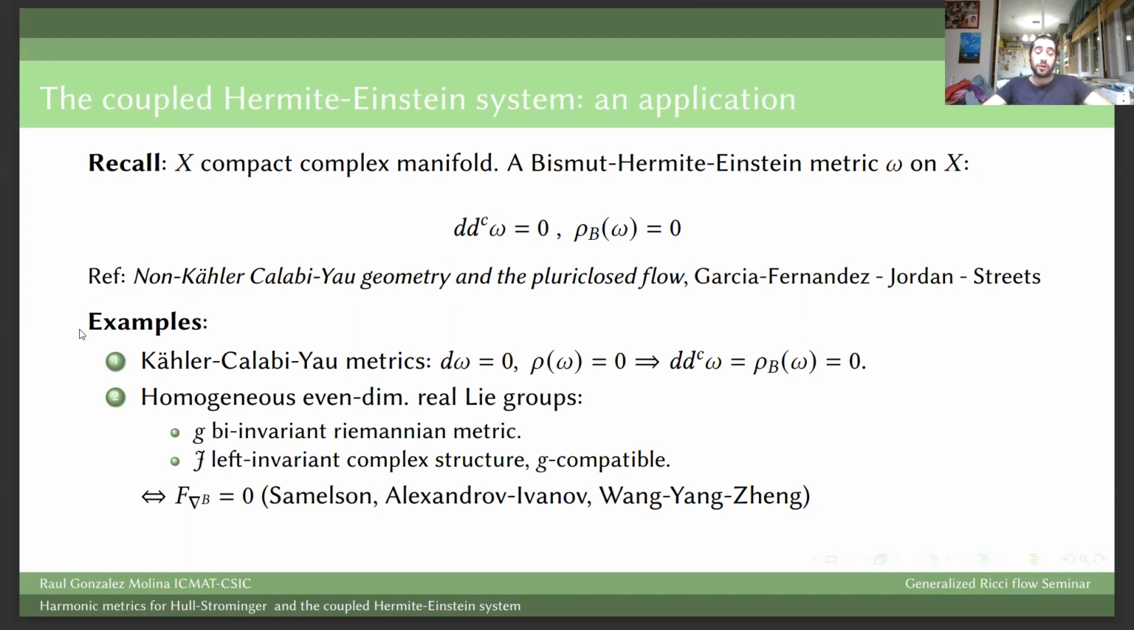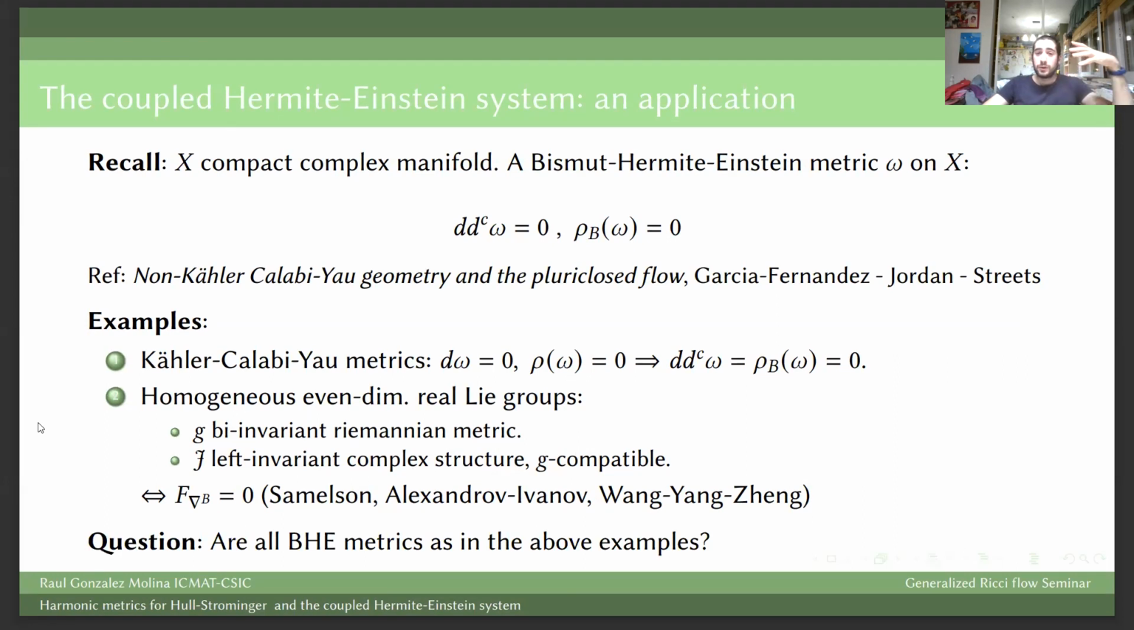So whenever you have a homogeneous even dimensional real Lie group, there is an interesting story that has been developed. The solutions to these metrics can be constructed in the following way. One has to take a Riemannian metric that is invariant with respect to left and right translations by elements of this group. And you also have to take a complex structure that is left invariant, and it must also be compatible with the Riemannian metric. Then this is shown to be actually bismuth flat. So the full curvature tensor of the bismuth connection vanishes. This is, as I was saying, work that has been completed by many people in different stages.